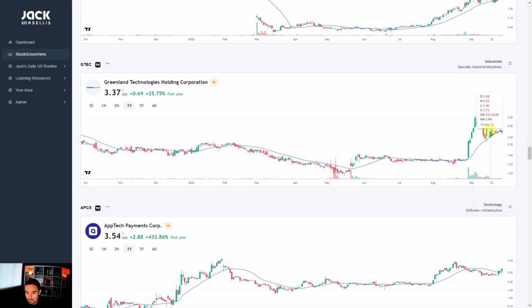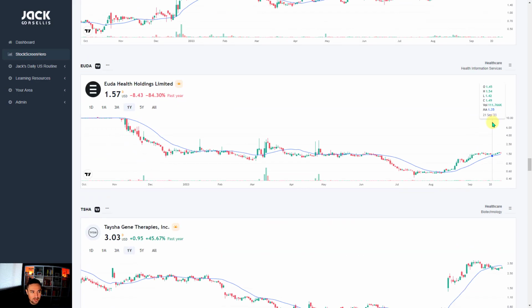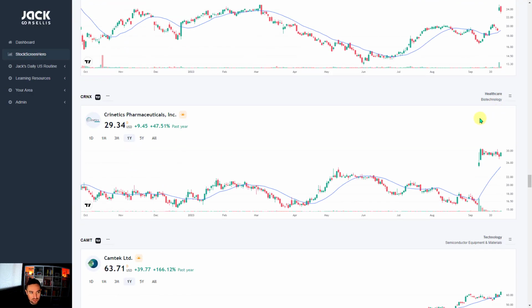GTech, okay, really big move here. Bounce off the 20. That's not the most liquid of stocks though. EUDA is another one. Okay, interesting move there, but you can see how you can be scanning down.